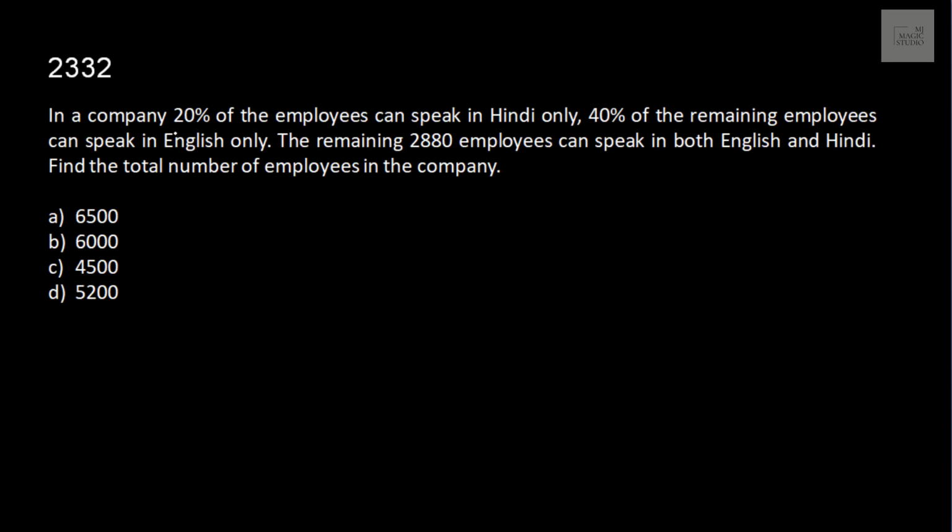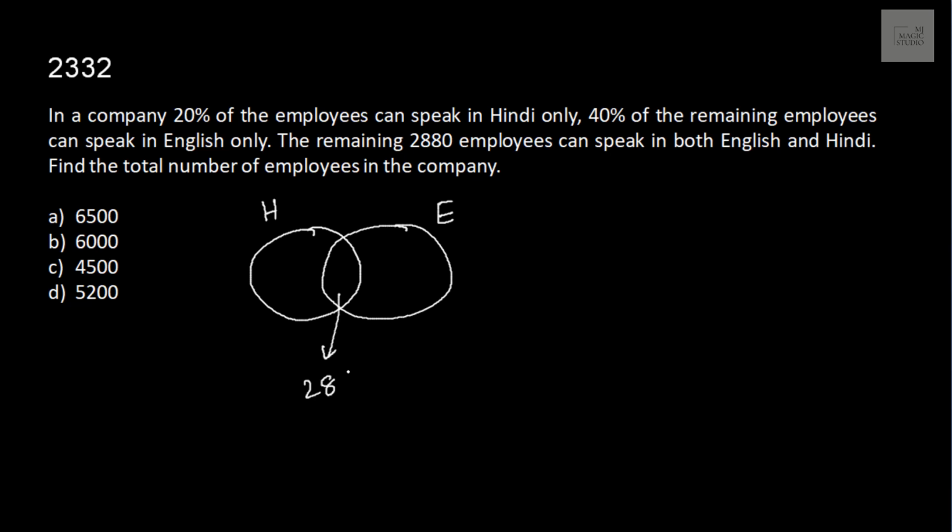In a company, 20% of the employees can speak in Hindi only. So this is Hindi only. 40% of the remaining employees can speak English only. So we have people speaking English and Hindi till now. The remaining 2880 employees can speak in both English and Hindi. This is 2880. Find the total number of employees in the company.